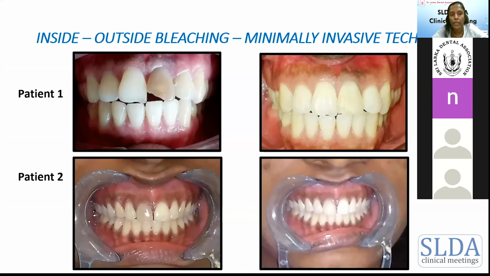So in the first patient, after doing the non-vital bleaching, the composite restoration can be done. You have to keep that in mind. After doing this non-vital bleaching, you have to allow at least 2 weeks before doing the coronal restoration with composite. So you can introduce these things into your practice rather than providing crowns for each and every case.